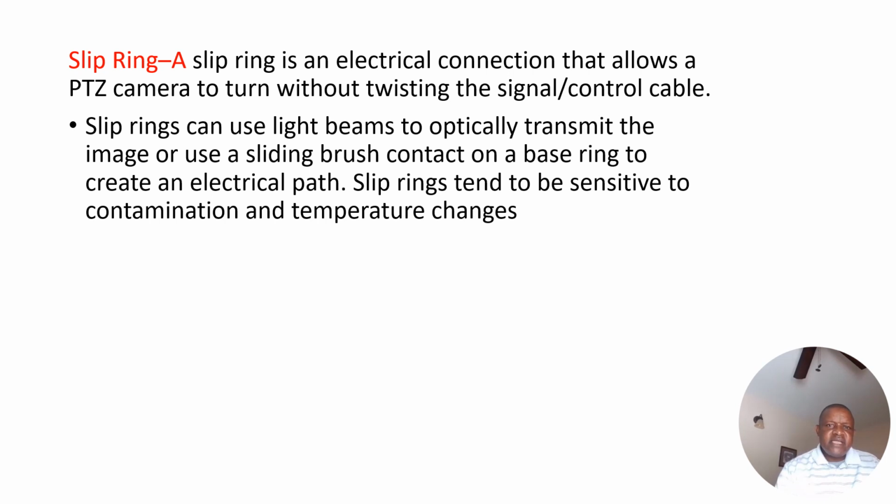Then also we have the slip ring. A slip ring is an electrical connection that allows a PTZ camera to turn without twisting the signal control cable. Slip rings can use light beams to optically transmit the image or use a sliding brush contact on a base ring to create an electrical path. Slip rings tend to be sensitive to contamination and temperature changes. Please take your time and do more research on these features to better understand how PTZ cameras utilize them.